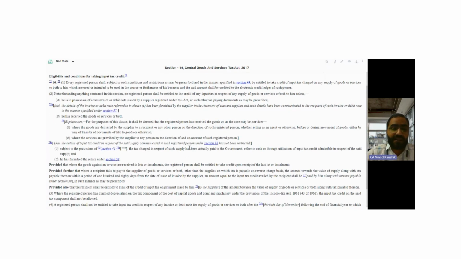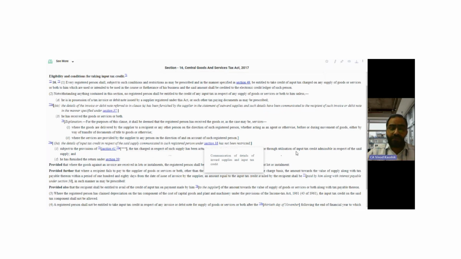Friends, by now you all know that input tax credit is governed by Section 16 subsection 2, the conditions, and one of the conditions in 16(2) is clause C. You can see on screen: subject to the provisions of Section 41, the tax in respect of such supply has been actually paid to the government either in cash or through utilization of input tax credit.